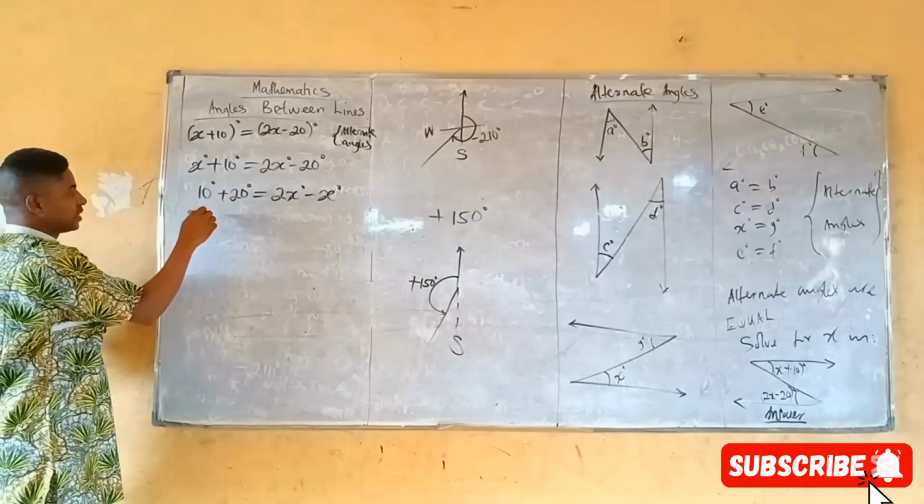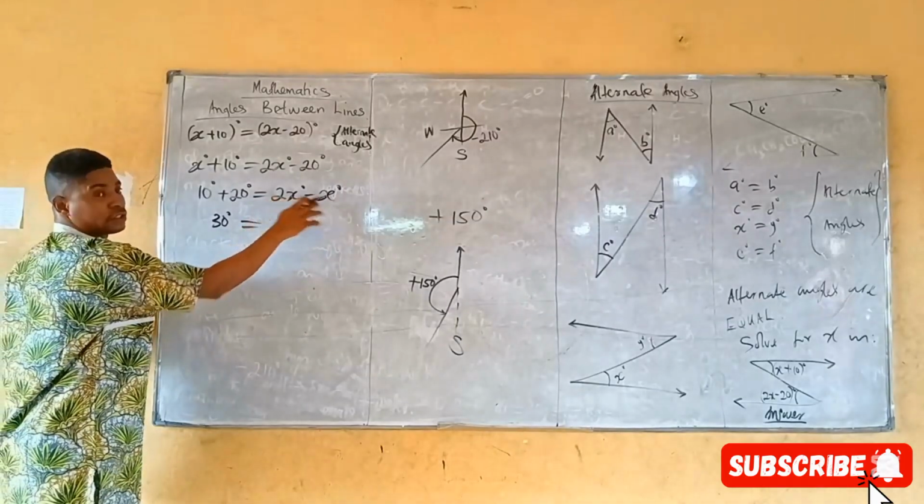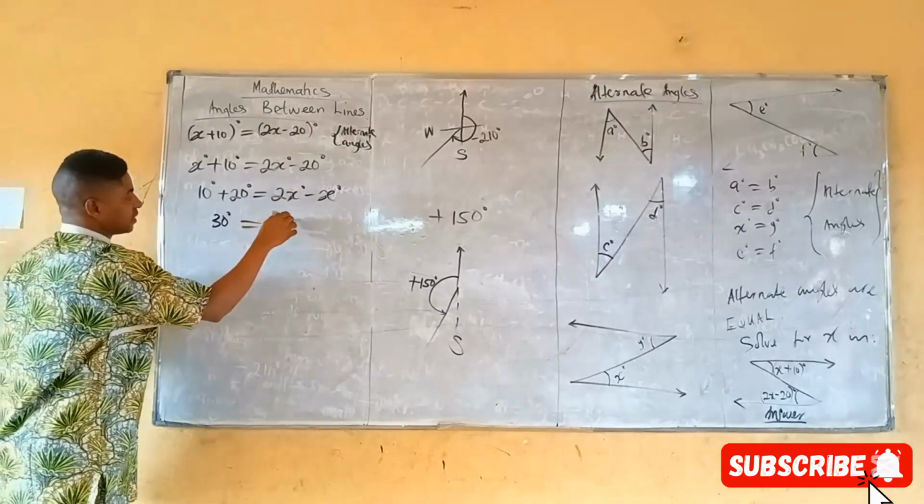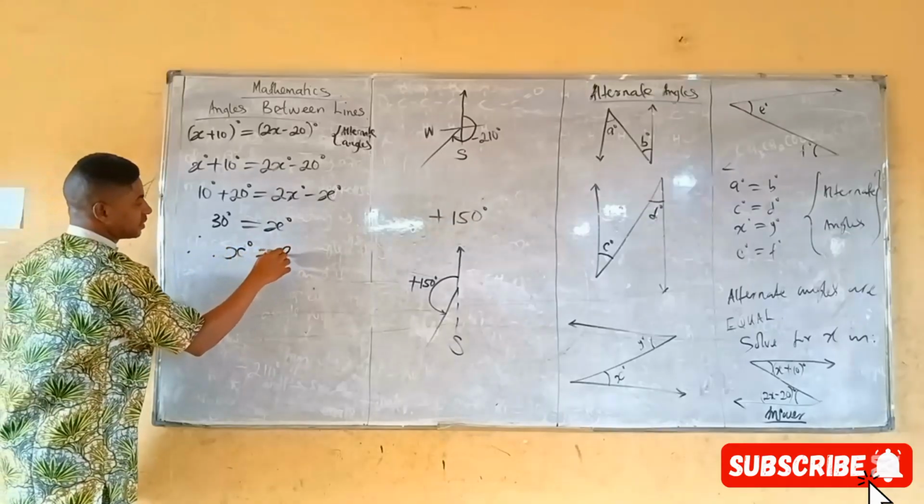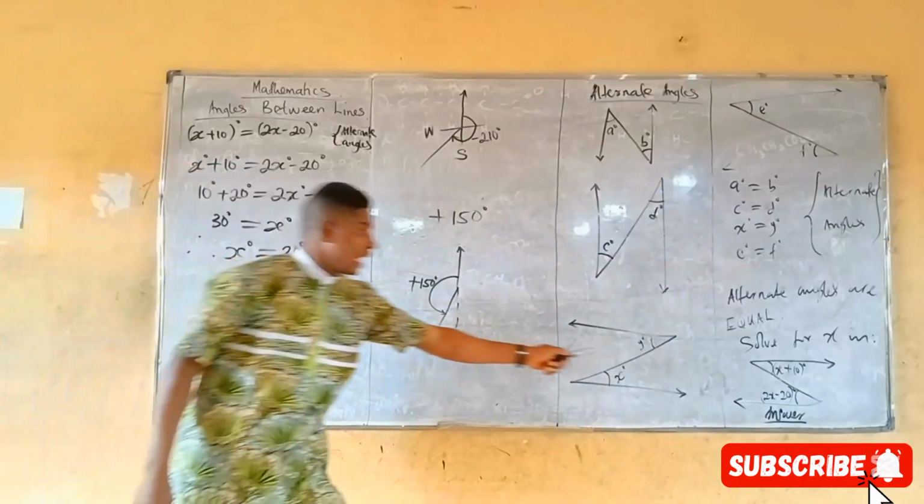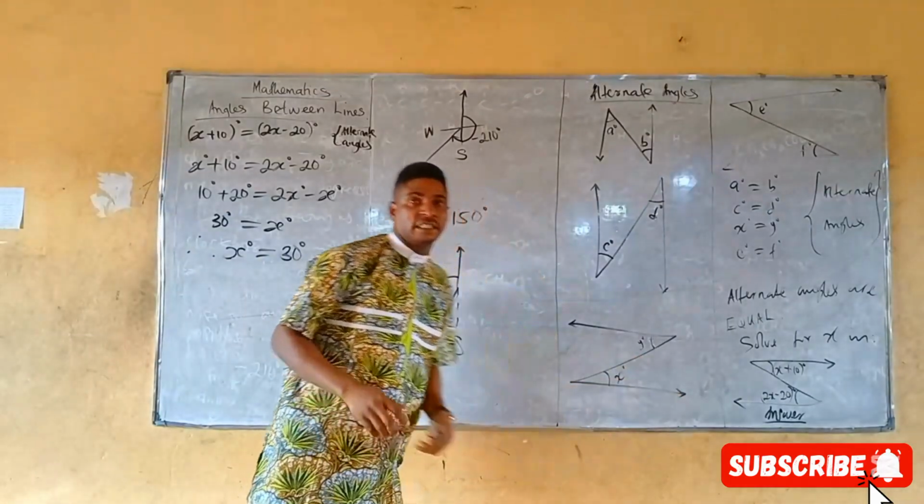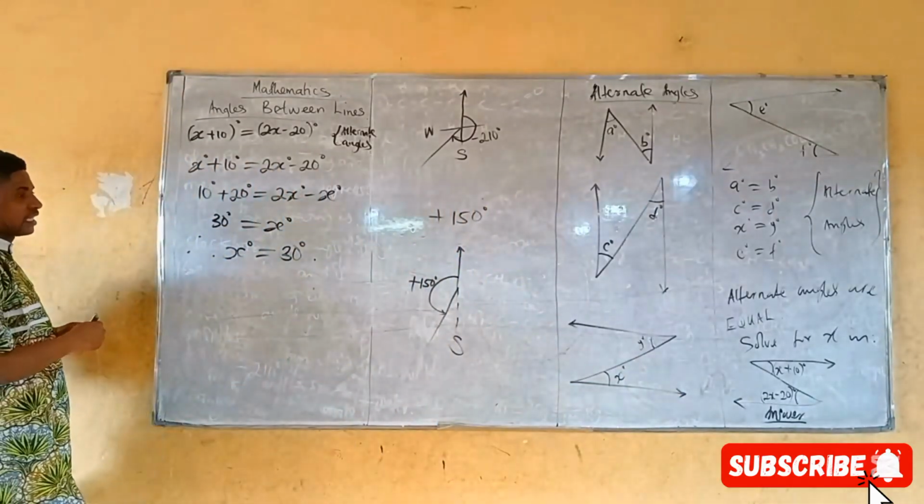10 degrees plus 20 degrees is 30 degrees. 2s degrees minus s degrees is s degrees. It follows therefore that s degrees is equal to 30 degrees. So in that diagram, s degrees is going to be equal to 30 degrees. Let's take yet another one.